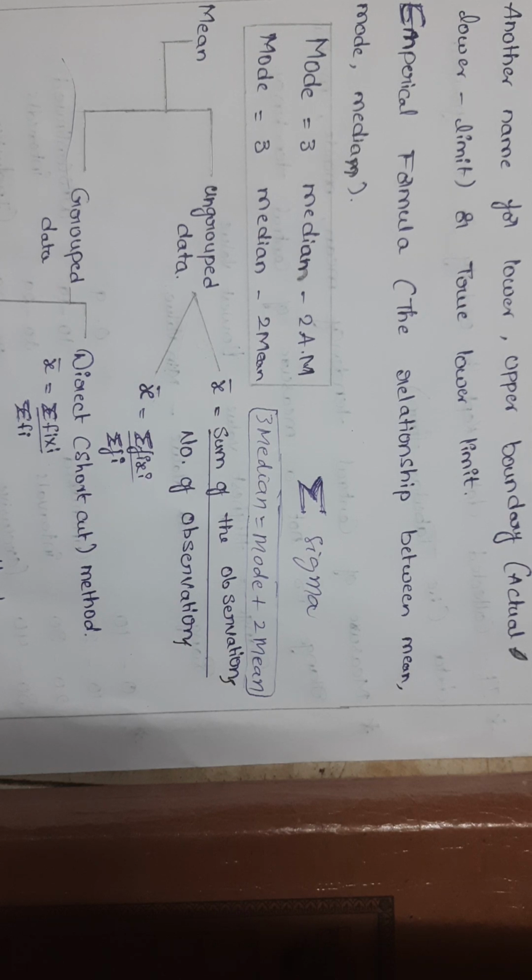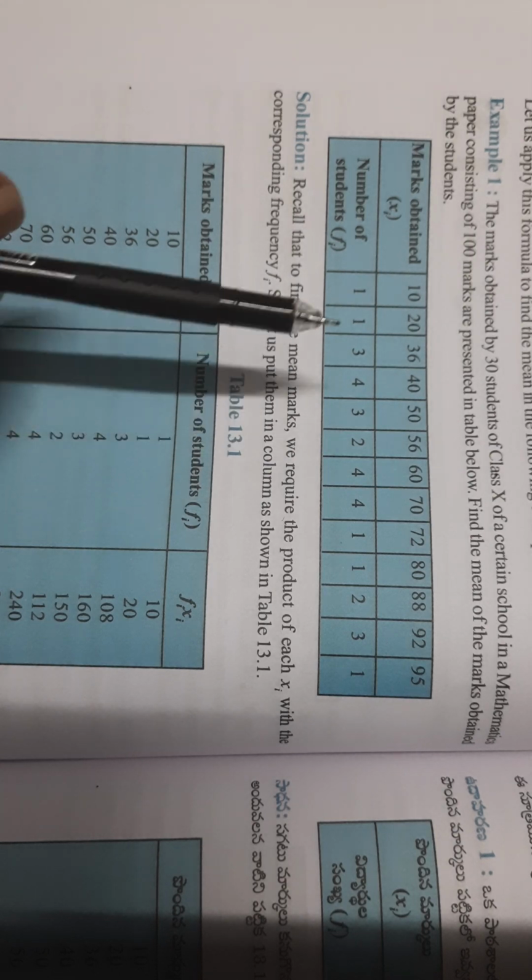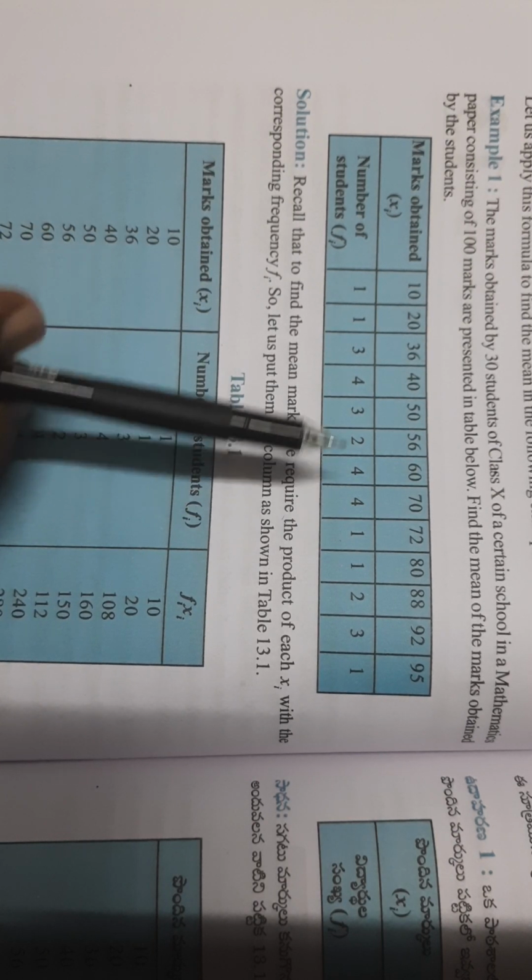X bar is equal to sigma fi xi by sigma fi. This will be explained for ungrouped data by showing the question in the textbook. I shall explain now. Here I am going to explain with one example, example 1.